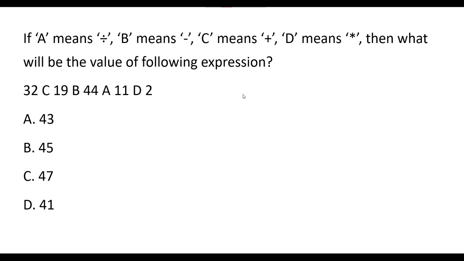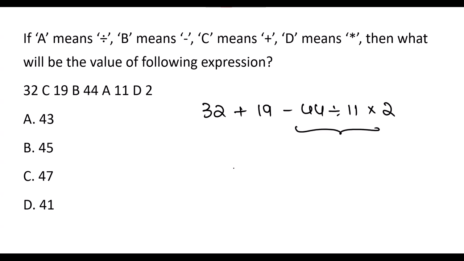So here they given C means addition, B is subtraction, A is division, D is multiplication. So as per the rule, first we have to perform division. So we'll get 4, then 2. Yeah, 51 minus 8, which is nothing but 43. Option A is correct.